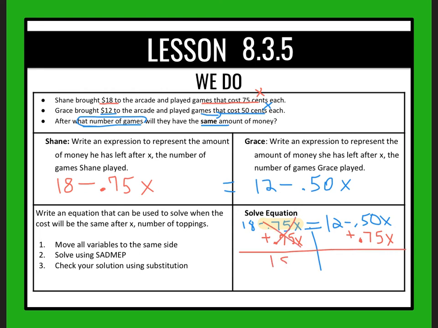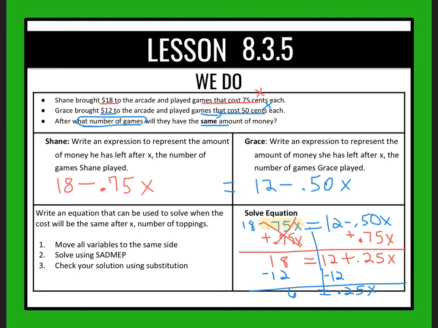And that leaves me with 18 equals 12. If I type minus 0.50 plus 0.75x, I'm going to end up with 25 cents x. All my variables are on one side, so I'm not going to move that. The only thing I now need to move is this 12. So it's positive. What I do to one side, I do to the other. I need my numbers on the other side. 18 take away 12 is 6. And 6 equals 25 cents times x.